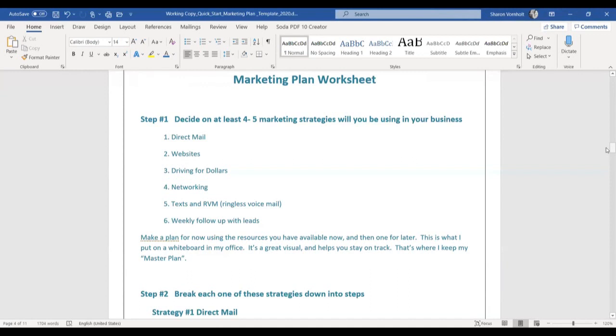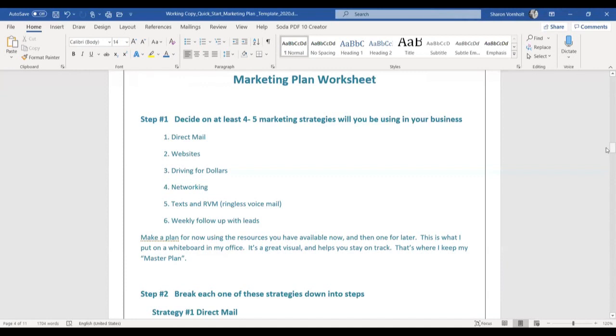Those are certainly my top three. You could be driving for dollars, text and ringless voicemail, maybe, and then your strategy that certainly should be on there is your weekly follow-up with leads. Now, some of those might be if you talk to someone and they say, call me back in 2 weeks, then it'll be 2 weeks.